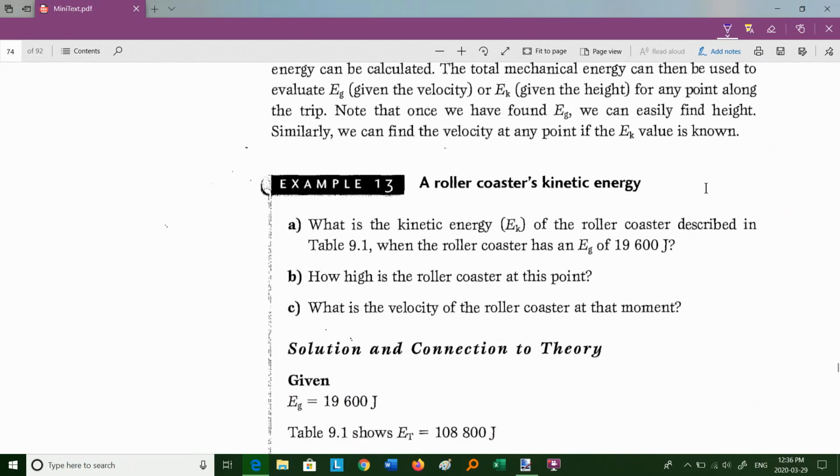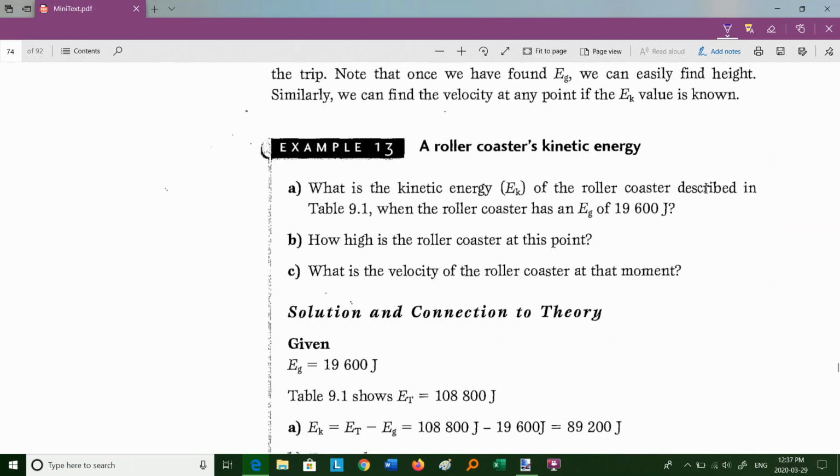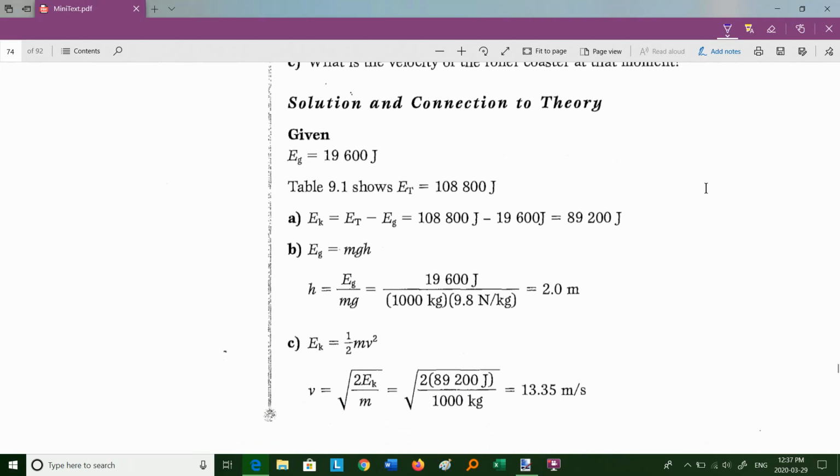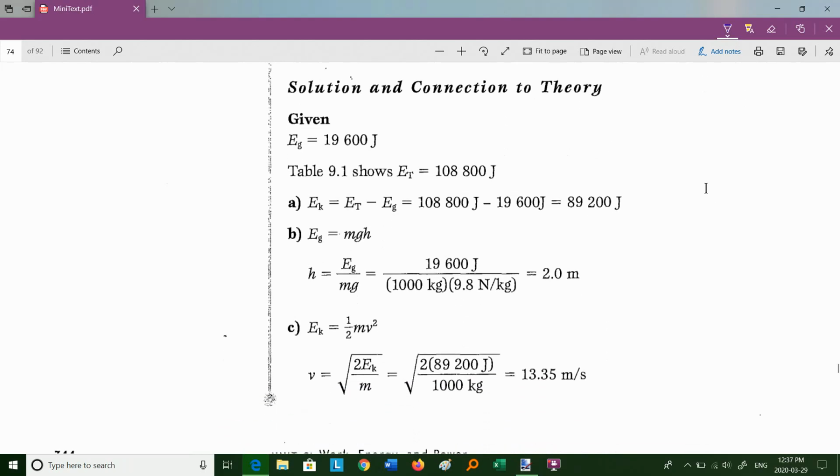What is the kinetic energy when the roller coaster has an EG of 19,600? Was that in the table? No, so that's at some other point. If the gravitational potential energy is 19,600, as we see here, and we know that the total mechanical energy is 108,800, then the kinetic energy is going to be the total minus the gravitational potential. So 108,800 minus 19,600, which is 89,200 joules. So that's the kinetic energy.